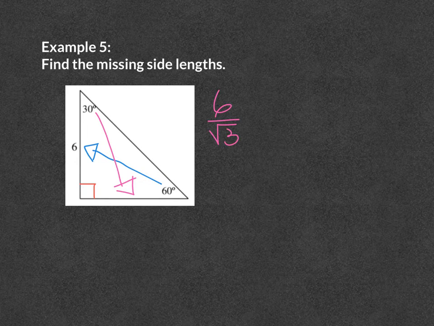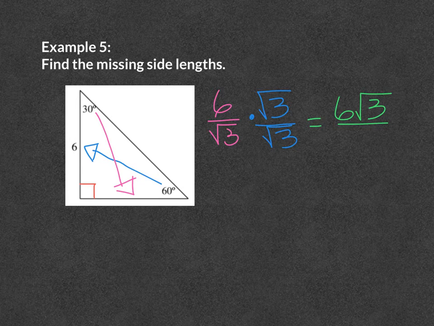So I know that I cannot have a square root in the denominator, so I'm going to go ahead and multiply the numerator and the denominator by root 3 to get rid of the square root in the denominator. So 6 times root 3 will give me 6 root 3. Root 3 times root 3 will give me root 9. The square root of 9 is 3.